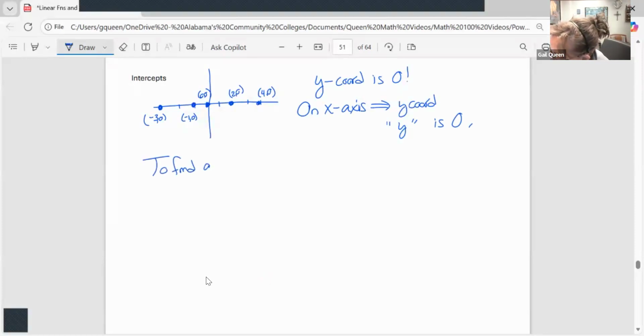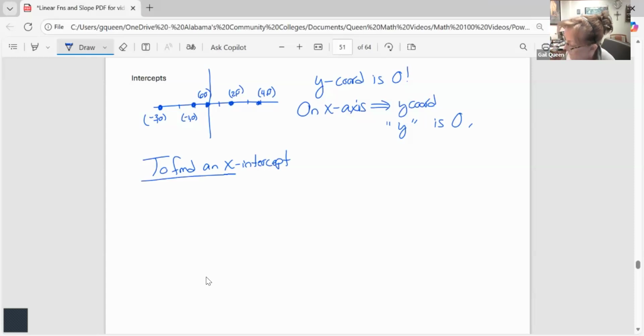To find an x-intercept, this is true for lines and for every other kind of function we're going to talk about this semester, all I have to do is go to the equation and let the y in the equation equal 0. Replace every y with a 0 and solve for x. Okay? So to find an x-intercept, you let y equal 0. All right.